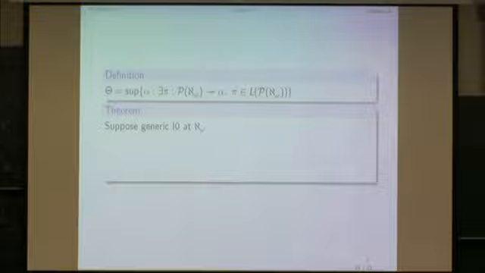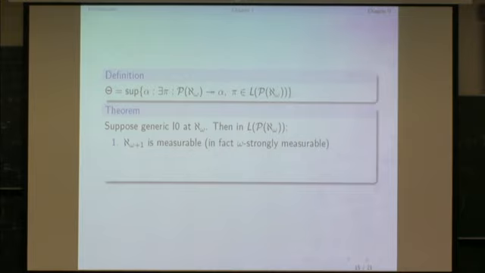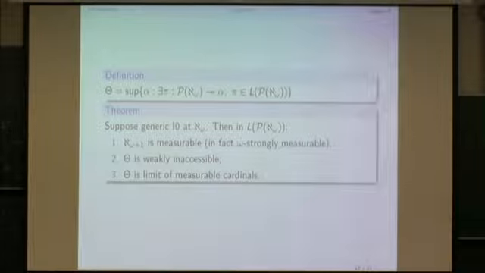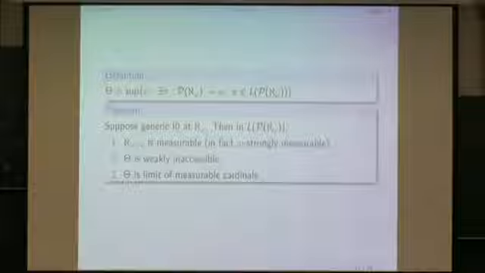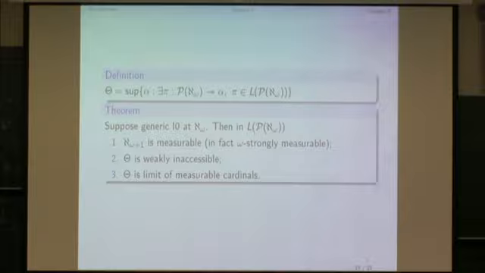Without choice, it's difficult. So this is the main theorem. Suppose we have generic A0, like I said before. Then in L(P(Aleph_omega)), Aleph_{omega+1} is measurable. In fact, it's omega strongly measurable. Theta is weakly inaccessible, and theta is a limit of measurable cardinals, omega strongly measurable cardinals. So theta is definitely really, really big. It's a weakly inaccessible limit of measurable cardinals. And theta is measuring P(Aleph_omega).